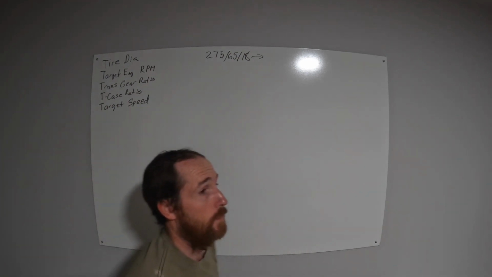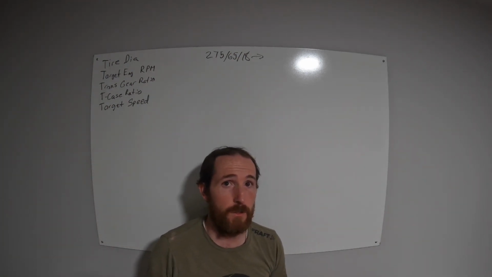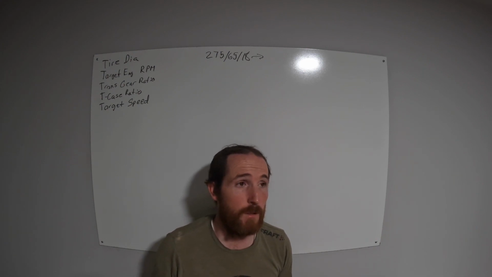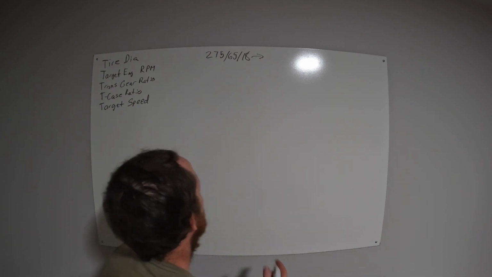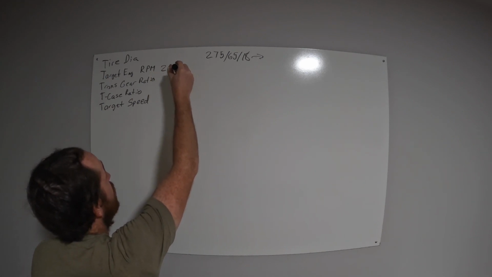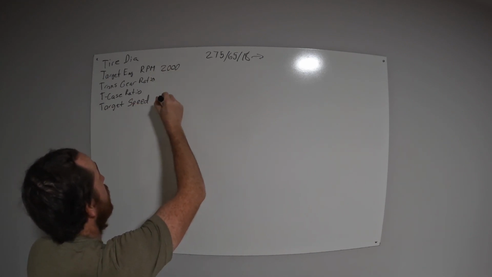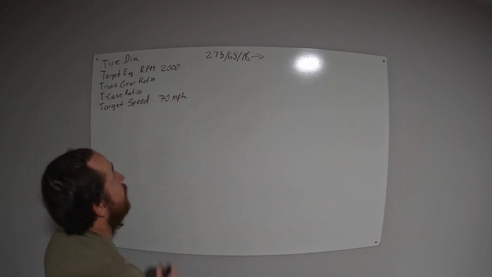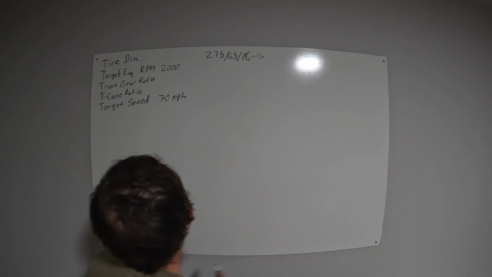Engine RPM. What's your cruising RPM for your engine? If you have your car set up now and you want to keep that, you can just ask, what's my cruising RPM at whatever miles an hour, and you can pick that. What I'm targeting is 2,000 RPM at a rate of 70 miles per hour. That's what my target's going to be.